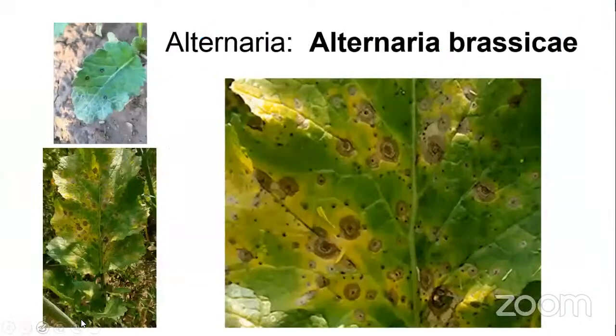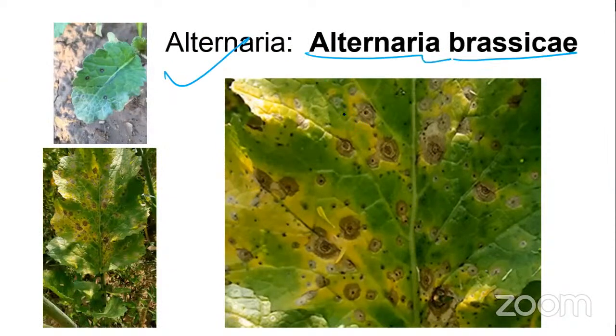Then Alternaria, right? Alternaria blight, you can see Alternaria brassicae or Alternaria brassicicola, right? Here you can see the exact target board symptom, right? See how accurately it has targeted. So this is one of the criteria to identify whether it's Alternaria or not.